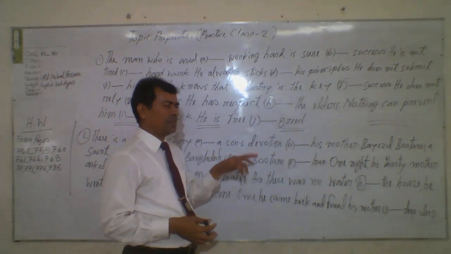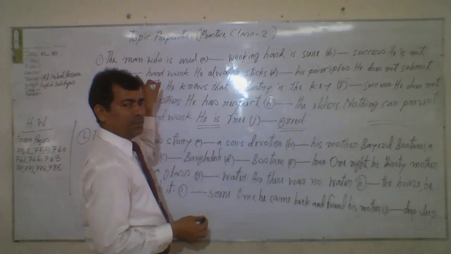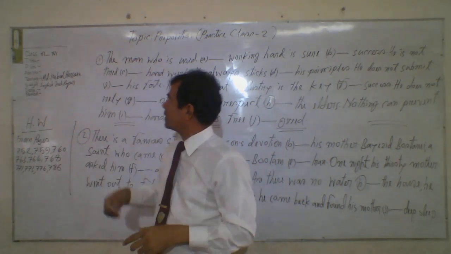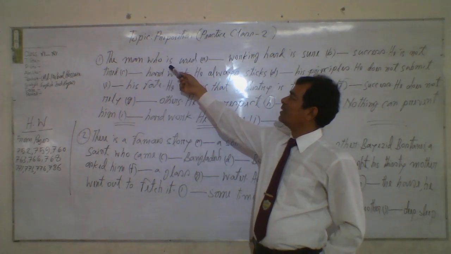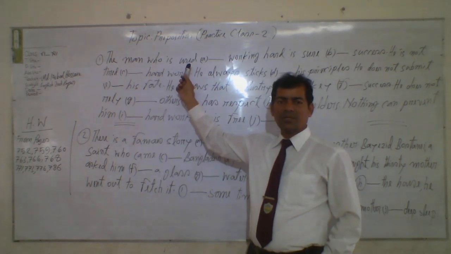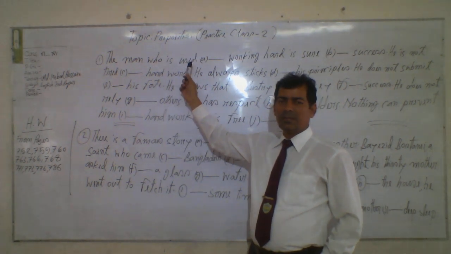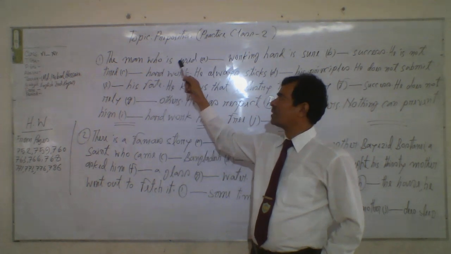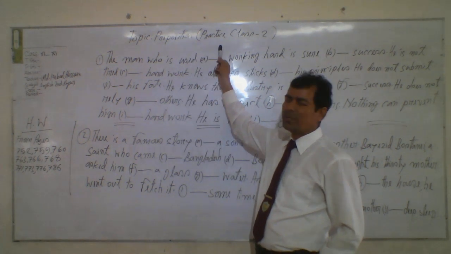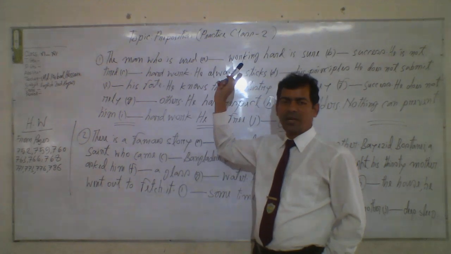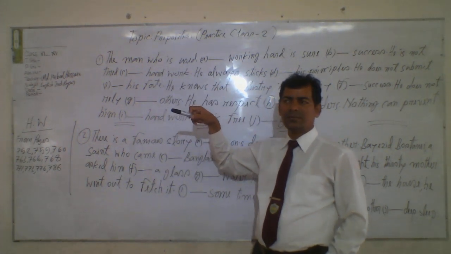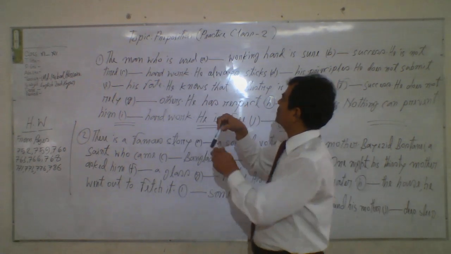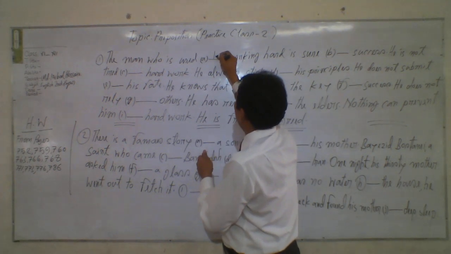Question number one. Let's see. Read it out loudly, please. The man who is used to... We always use 'to' here, in this structure. And if you learn this, if you know this, you'll never make a mistake. Used to, so right here, 'to'.